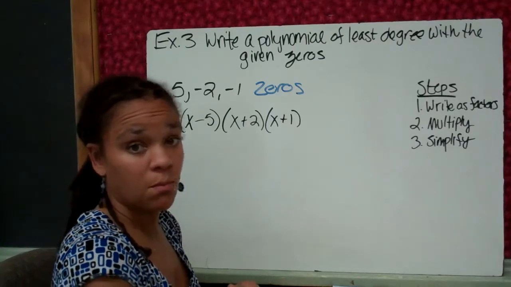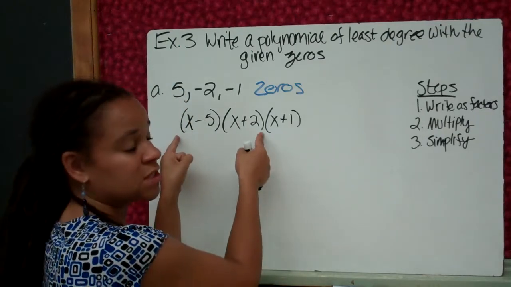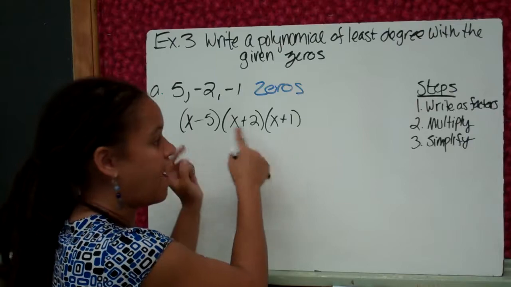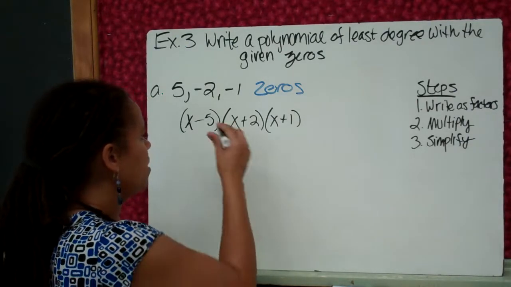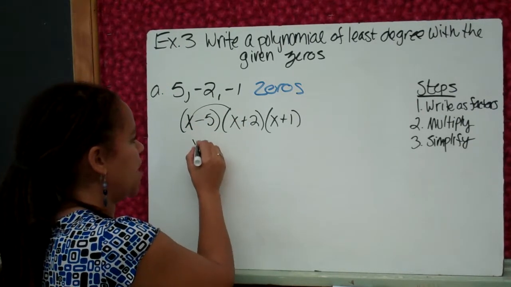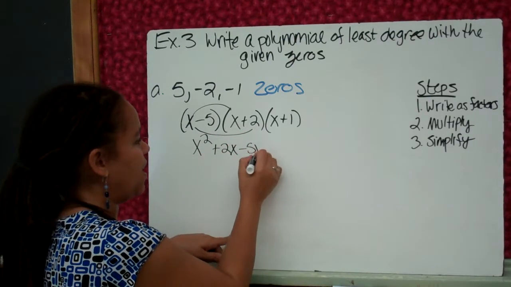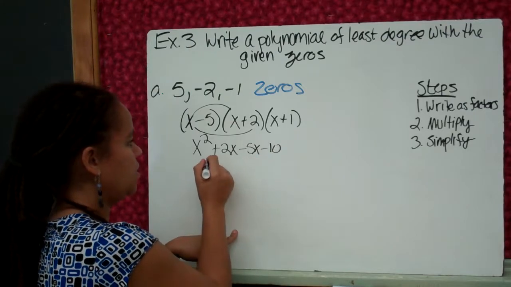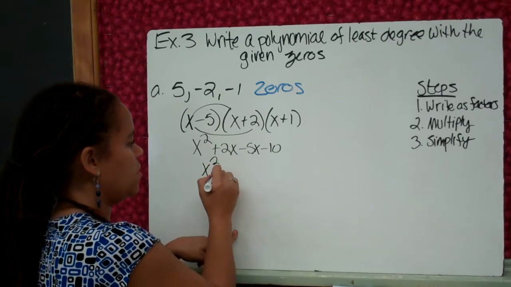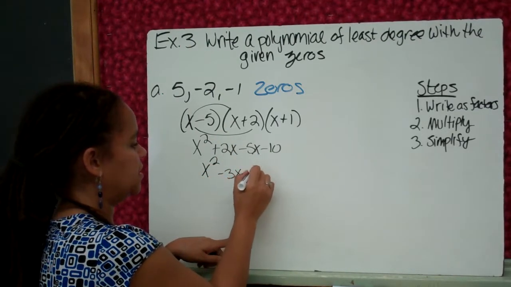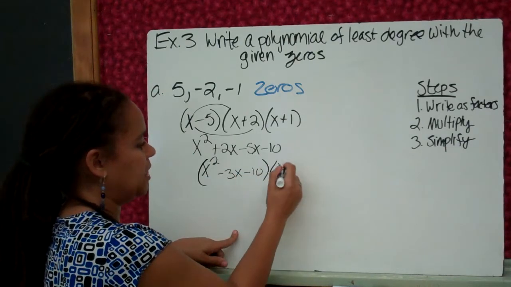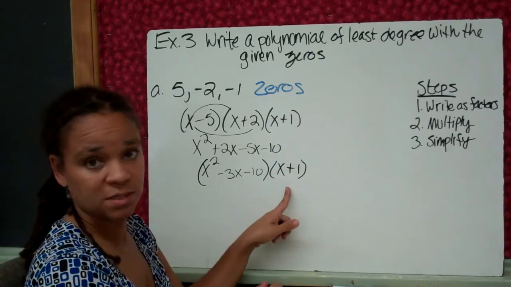So now we're going to multiply these together. My suggestion is to multiply 2, simplify that, and then distribute that to the third one. So let's go ahead and FOIL this one. X squared plus 2x minus 5x minus 10. So x squared minus 3x minus 10. And then let's multiply it by the last one, x plus 1.